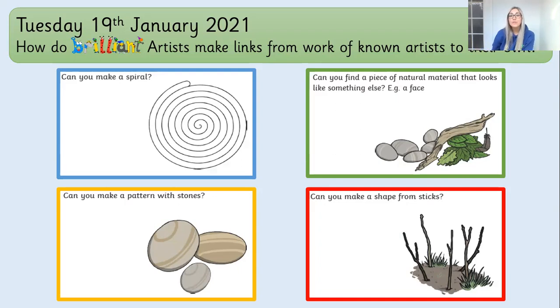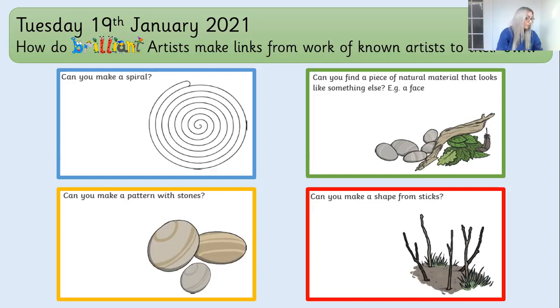Another idea is you could find a piece of natural material that looks like something else. So for example, you could use some different materials to make a face. So we could use stones for the eyes. You could use some twigs for a mouth and see if you can shape them into that.